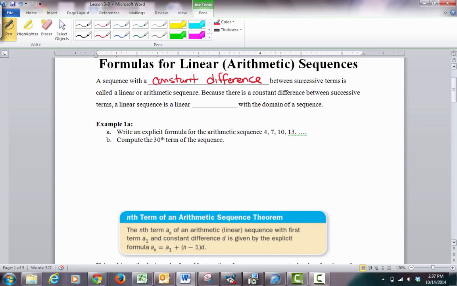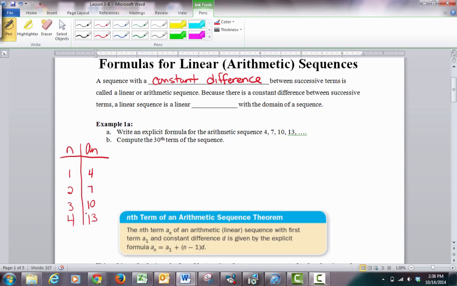All right, so example 1a. Write an explicit formula for the arithmetic sequence 4, 7, 10, and 13. So when you guys see this, the first thing you're going to want to do is write yourself a little table of n. Okay, and they're going to say a sub n, because that's typically what we're calling these sequences. I'm going to start off with number 1, 2, 3, 4. So the first term of the sequence is what? 4. That was already given to us, right? The next one was 7, 10, and 13.